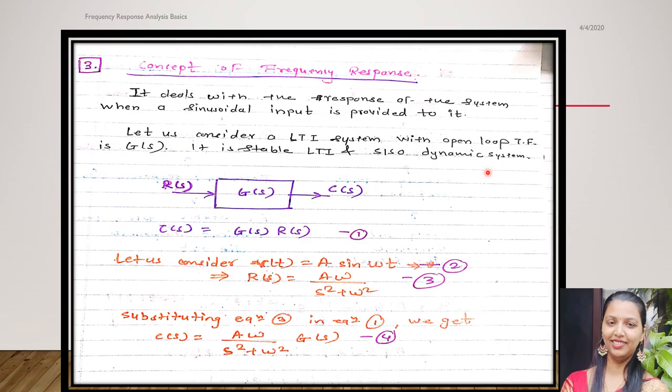The block diagram representation of G(s) is as shown here. Input applied to the G(s) system is R(s) and output obtained from the G(s) block is C(s). Let r(t) and c(t) be the input and output signals of the system. Now we have to prove that for a sinusoidal input, the output at steady state will also be a sinusoidal of the same frequency but with different magnitude and phase angle.